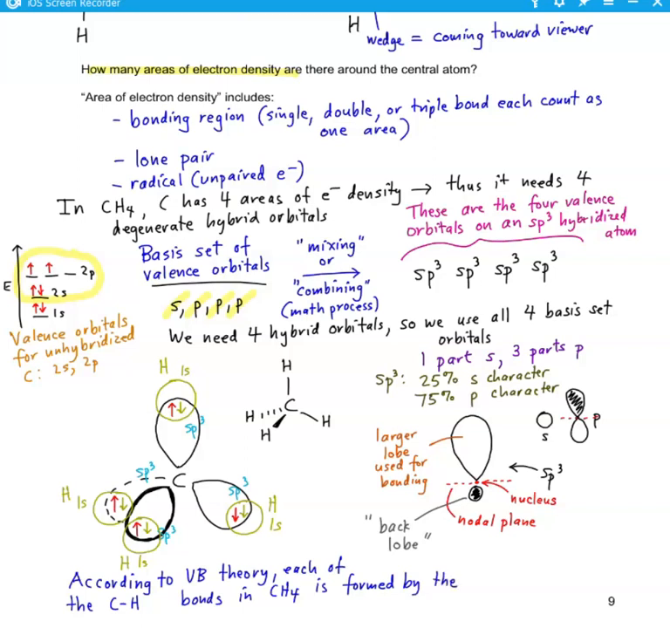So each of the carbon-hydrogen bonds is formed by the overlap of an sp3 orbital on carbon and an s on hydrogen. Now these are single bonds, which means that they only have a sigma component. And so let's include that in our descriptor. So to be absolutely precise, we would say each of the carbon-hydrogen sigma bonds in methane is formed by the overlap of an sp3 orbital on carbon and an s orbital on hydrogen.